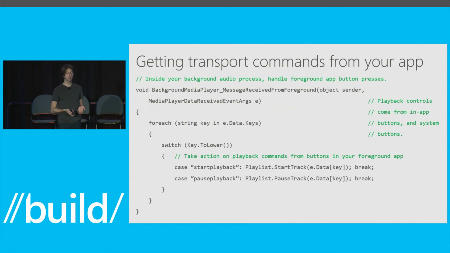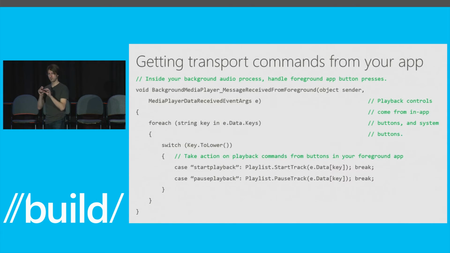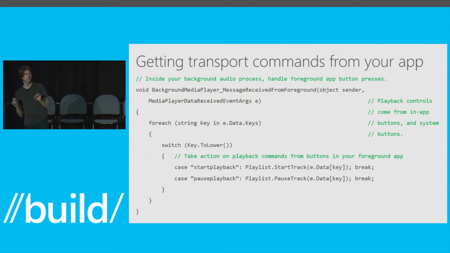So getting transport commands, these are the buttons from your app. There's two ways that you can get transport control commands. One is the buttons that you have inside of your app. You may have built a set of custom controls, or you may be using the standard media controls that are available to you in the platform.